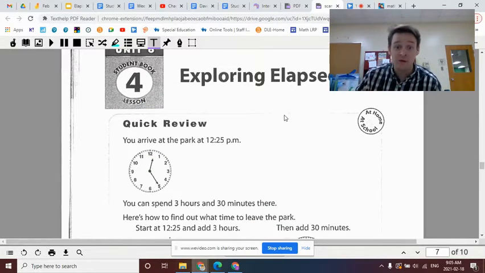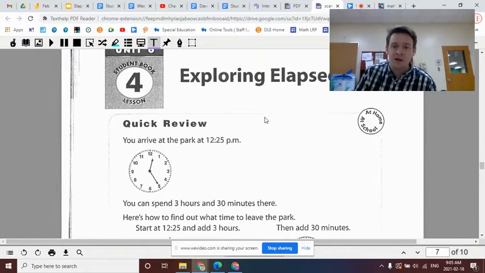So continuing on with our learning about the concept of elapsed time, let's just back up and really get a clear definition of elapsed time. That's the time in between two moments. So it's the amount of time that has passed between two times on a clock.